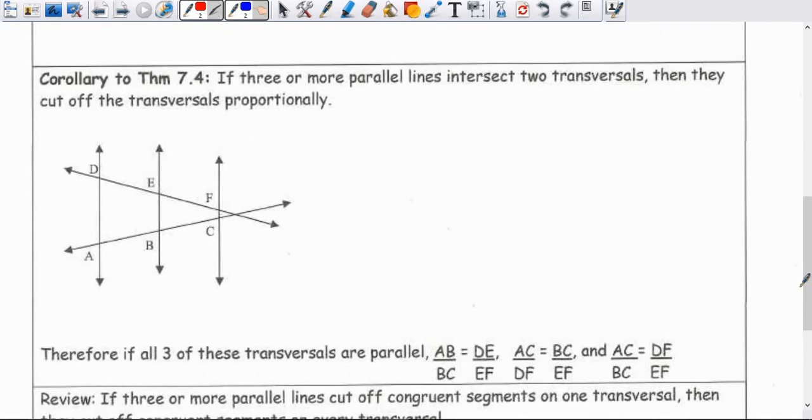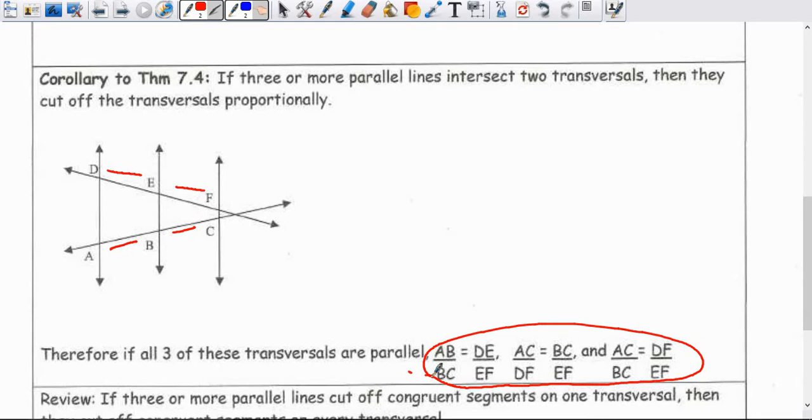The corollary to that says, if 3 or more parallel lines intersect at 2 transversals, then they cut off the transversals proportionally, which means I can take whatever this piece is and put it over this piece, and then take AB and put it over BC and set those equal. So you see all the proportions down here at the bottom of your screen. There's many different ways you could set it up, but that's just one way.